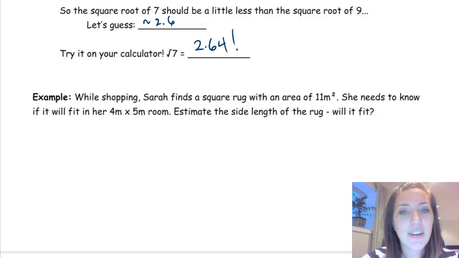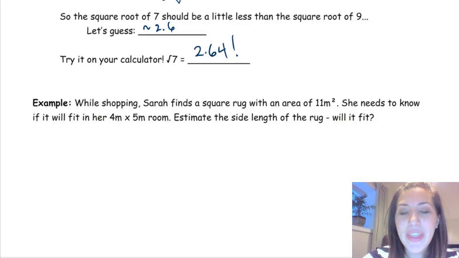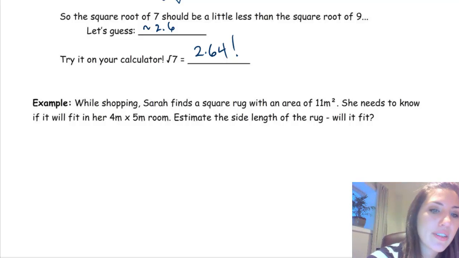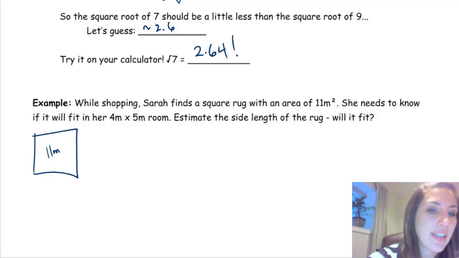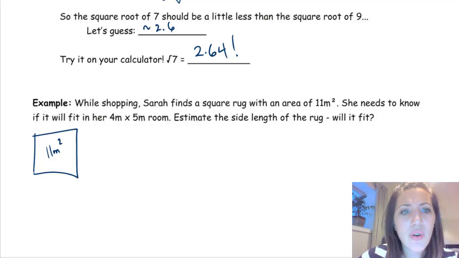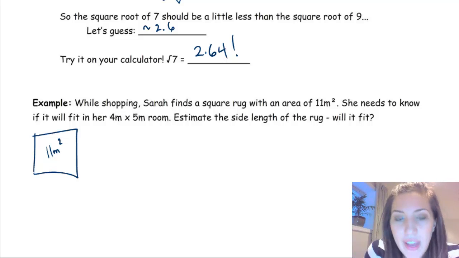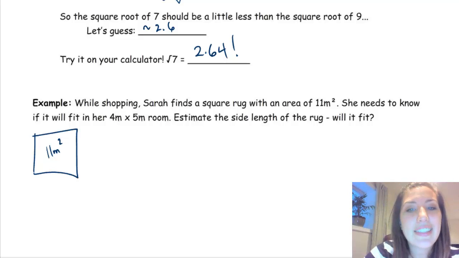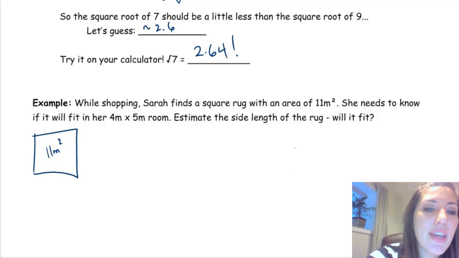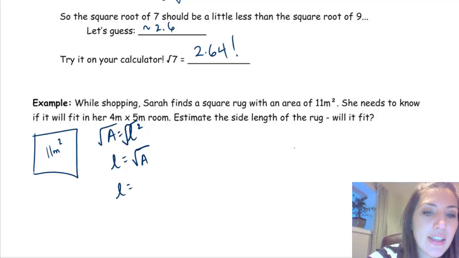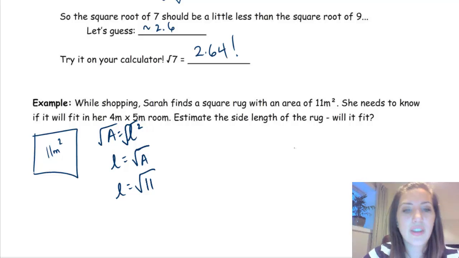Okay, let's try it with a word example. While shopping, Sarah finds a square rug with an area of 11 meters squared. So here's a square rug. The area is 11 meters squared. She needs to know if that's going to fit in her room that's 4 meters by 5 meters. Estimate the side length of the rug. Will it fit? So no calculator here. Let's estimate the side length. Well, we know that area equals length squared, so length equals the square root of the area. In this case, the area is 11 meters squared.